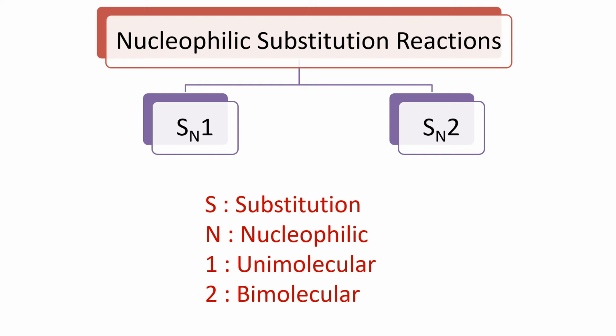Suppose you want to go from Pune to Delhi. Some people will prefer to go by flight, while some will choose railway depending upon the conditions. Similarly, some alkyl halides undergo nucleophilic substitution reactions by SN1 and some by SN2 mechanism. Let us see how we can predict which alkyl halides undergo SN1 and which follow SN2 mechanism. So let us discuss these mechanisms in detail.